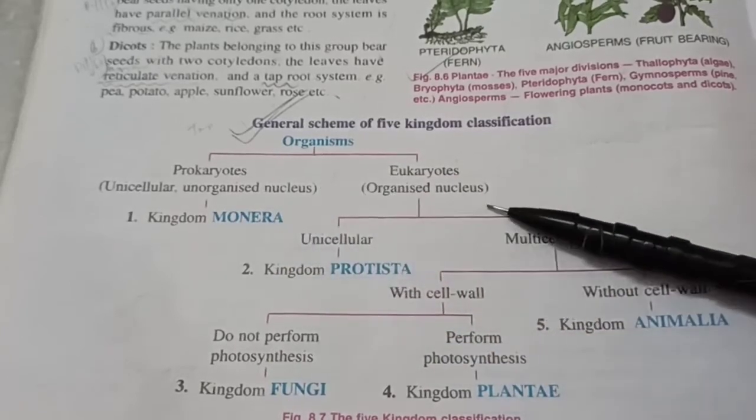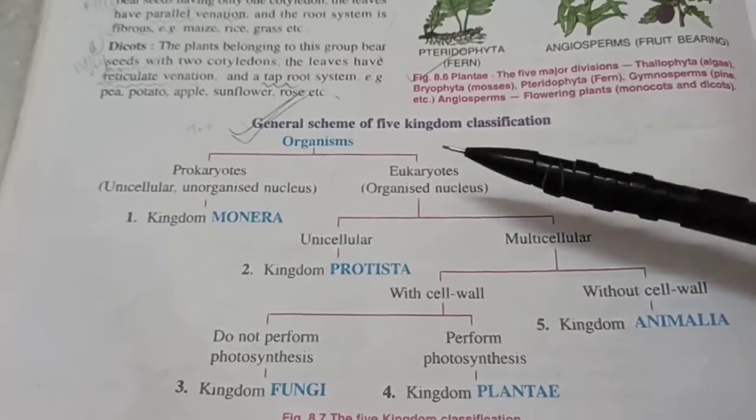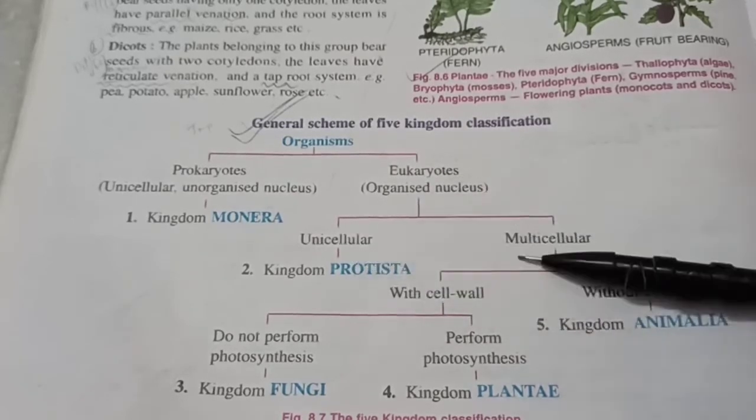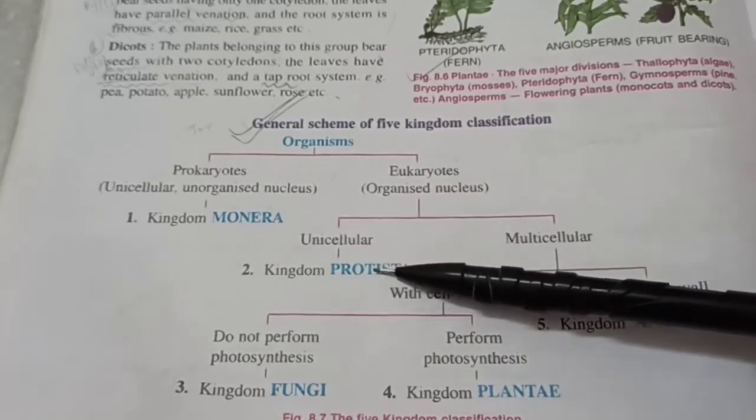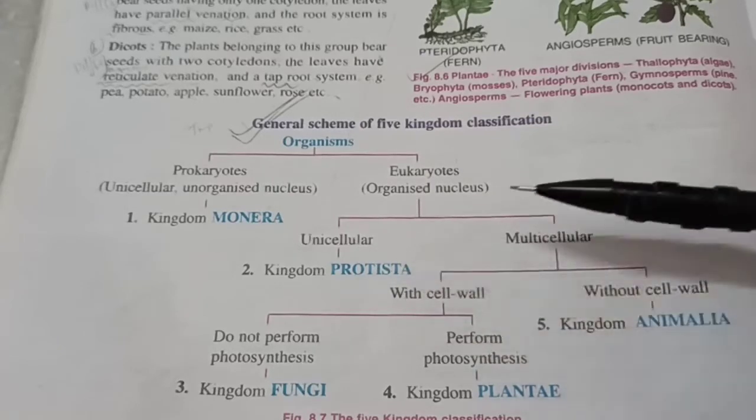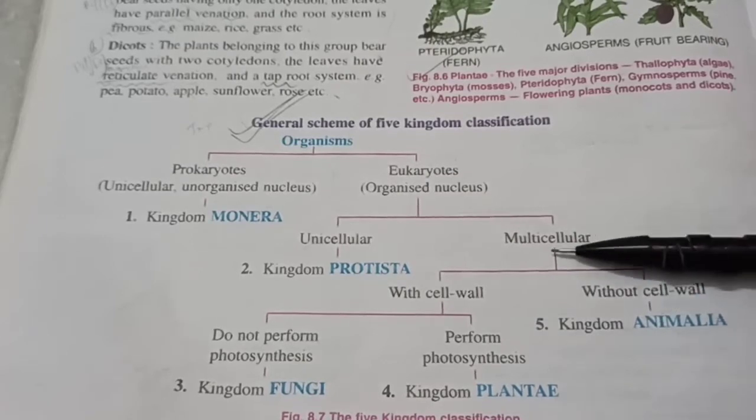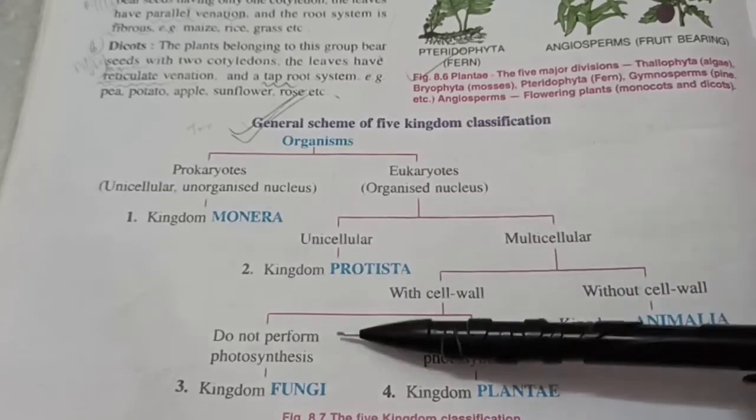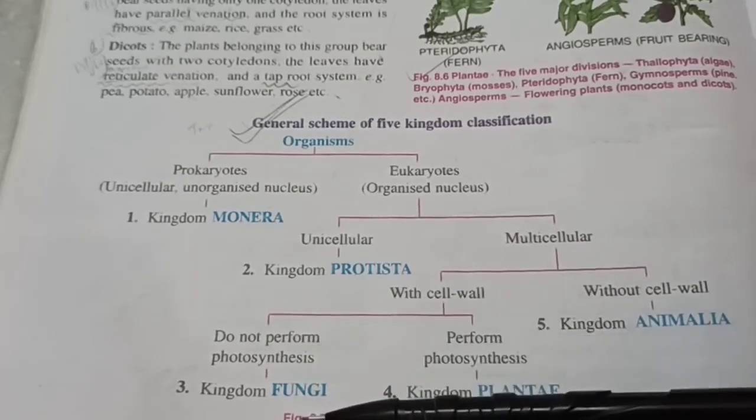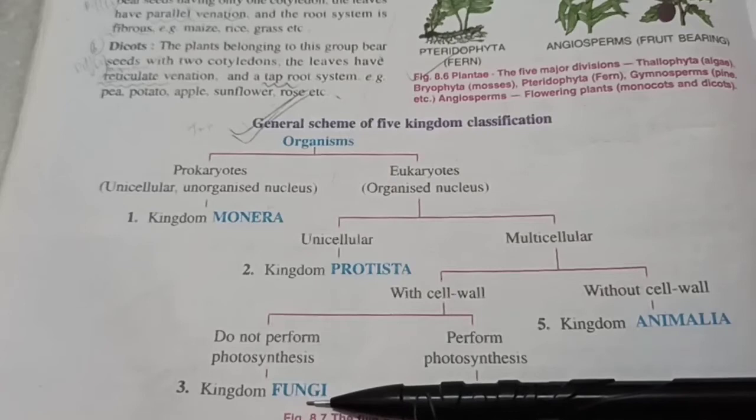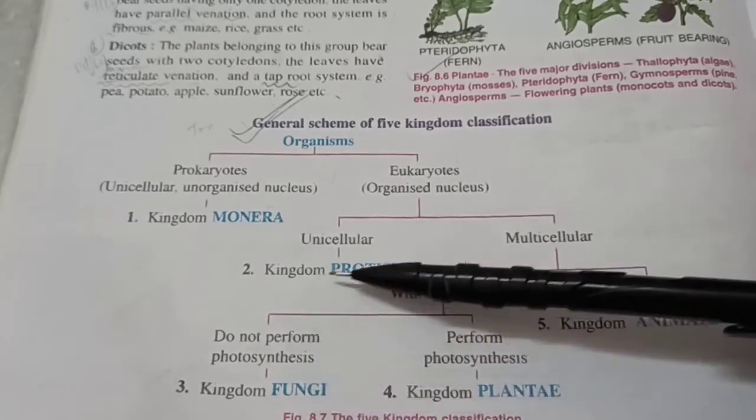And all the advanced cells which have an organized nucleus, they are called eukaryotes. Now, such organisms can be either unicellular or multicellular. If they are unicellular, they are called Protista. Example, amoeba, euglena, etc. And if they are multicellular, then they may have cell wall or they may not have cell wall. If they have a cell wall, then either they can do photosynthesis or they can't. If they can't do, then they are fungi, like mushroom, yeast, etc. By the way, yeast is unicellular, but there are exceptions in everything.